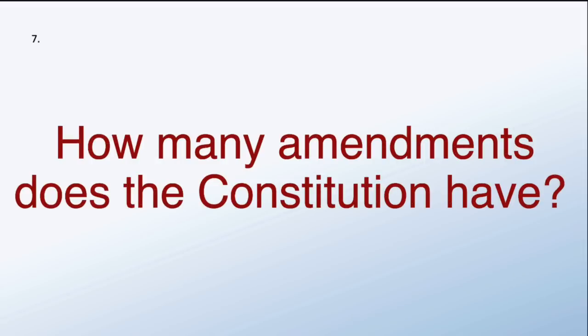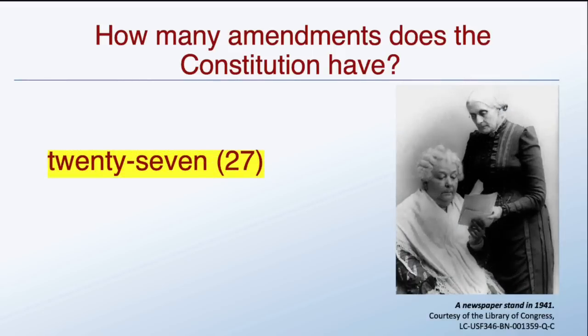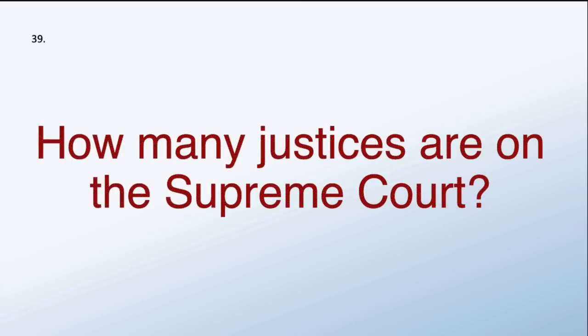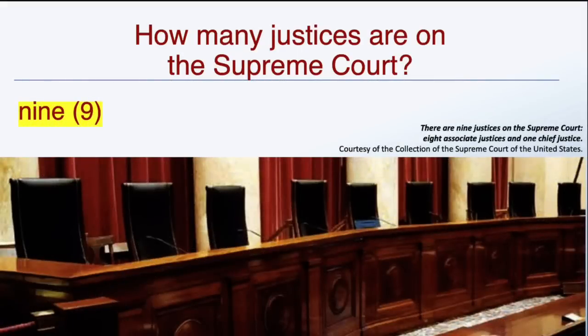How many amendments does the Constitution have? 27 amendments. How many justices are on the Supreme Court? 9. We have 9 justices on the Supreme Court.